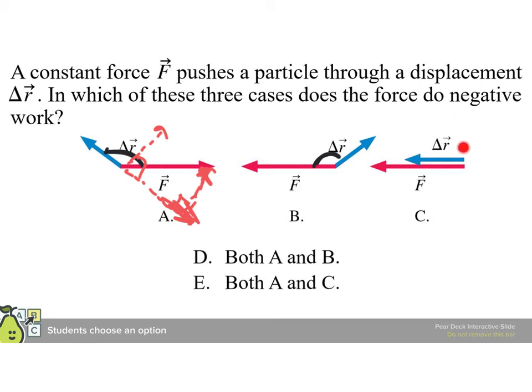On the other hand, in C, they are both aligned. In fact, they're perfectly aligned, and so C would have our definition of positive work. Our answer here is D.